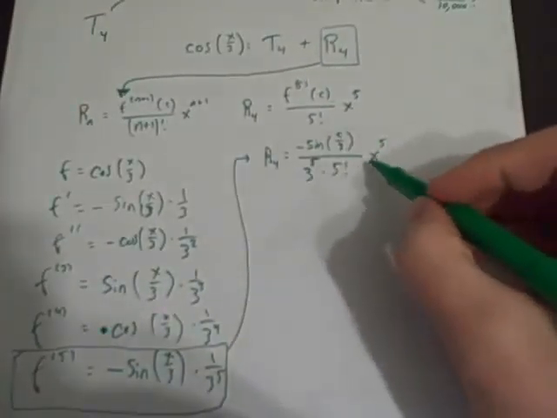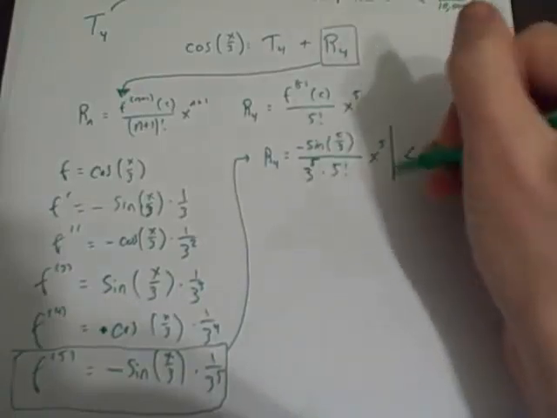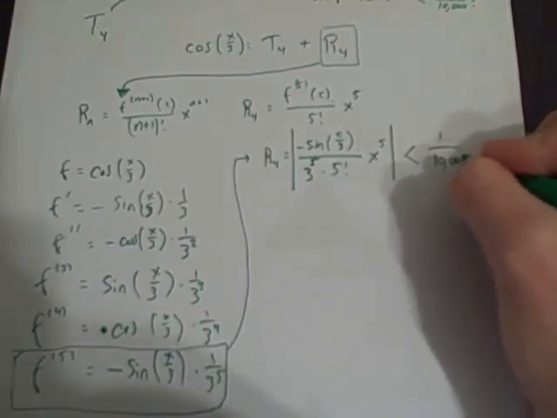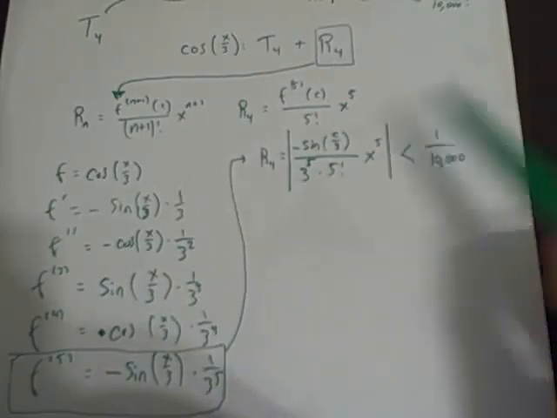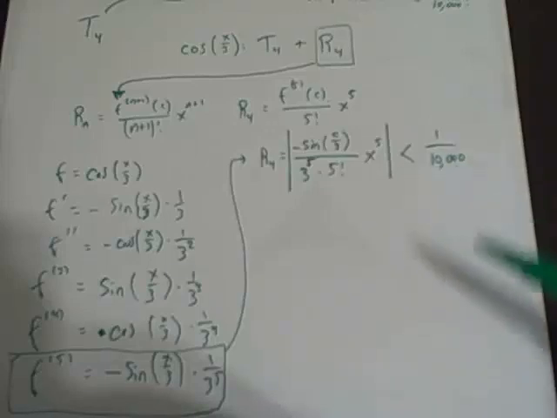And we know that no matter what x is, we want to keep the absolute value of this error term less than 1 over 10,000. Absolute value because depending on what x is, the error might be positive or negative, but we want the absolute magnitude of the error to be smaller than that.